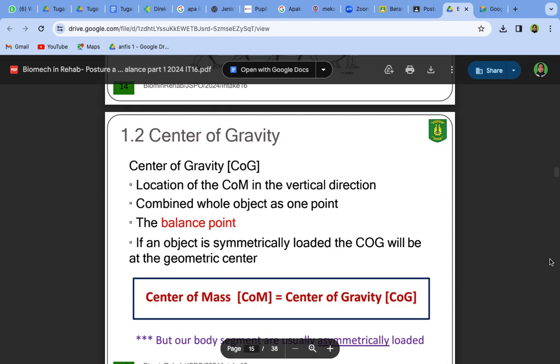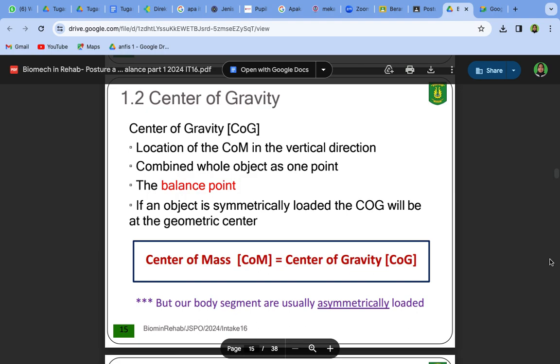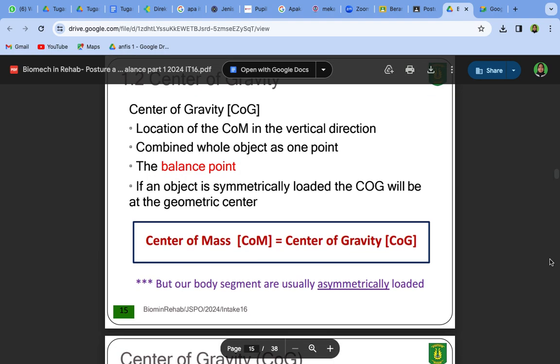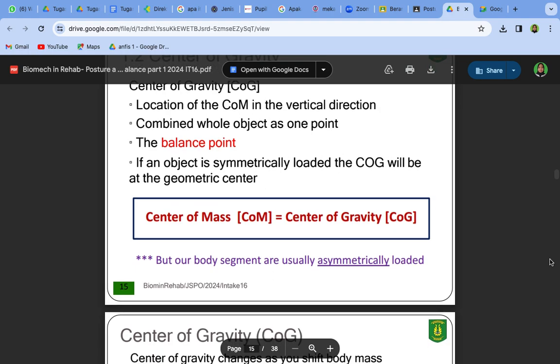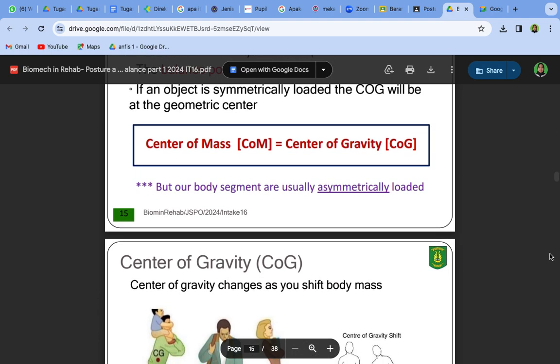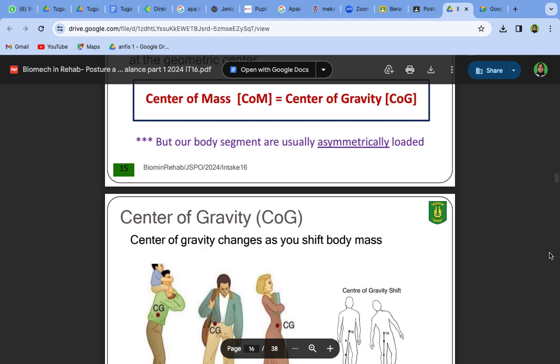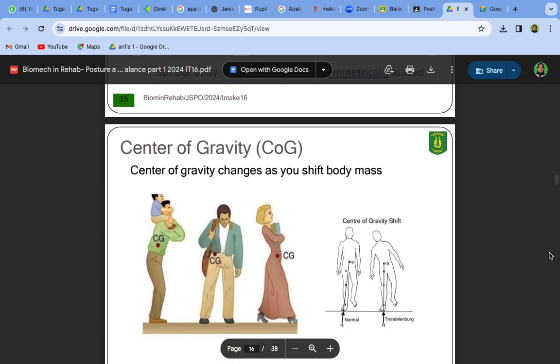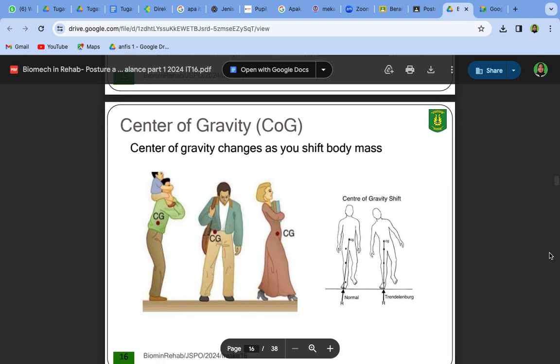Location of the COM in the vertical direction combines all objects as one point. The balance point: if an object is symmetrical, the COG will be at the geometric center. Center of mass, or COM, is equivalent to center of gravity, or COG, but our body segments are usually asymmetrically tilted. Center of gravity changes as you shift body mass. There will be a change if you shift your body.